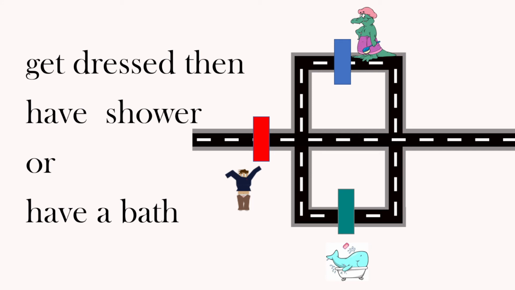Now, get dressed then have a shower or have a bath. Not so great. This means that you're going to have a bath or a shower with your clothes on. So simply the order makes a difference here to the logic. You're going to get dressed after you have a shower or bath, not before. So this is obvious in real life, but we need to remember how to do this in our code.